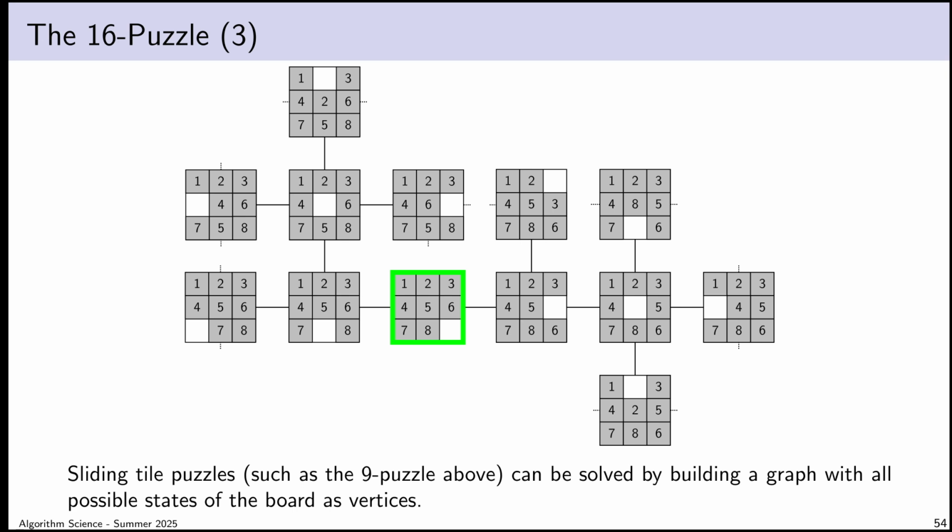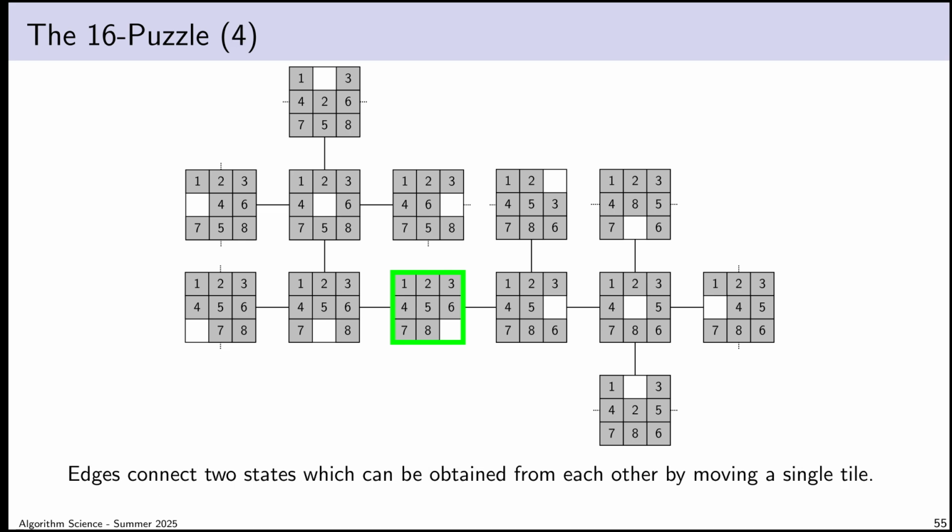So if I perform this modeling, where for each particular board it's easy for me to figure out which boards I can reach within one move, I just try every possible move available at that location. If I do that, I could model the entire set of states of the game as this graph. I build a graph with all possible states of my board as vertices.